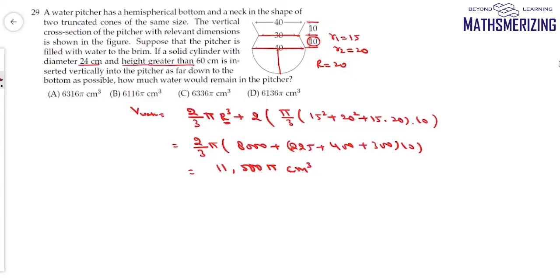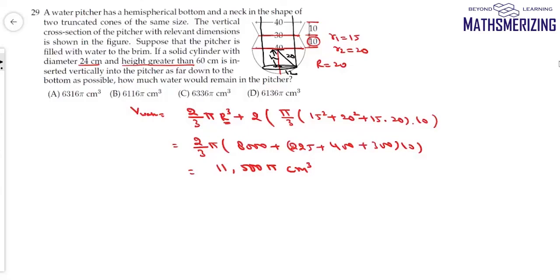Now it says, if a solid cylinder with diameter 24 centimeter and height greater than 60 is inserted vertically into the pitcher as far down to the bottom as possible, how much water would remain in the pitcher? So now we have this cylinder which is in this pitcher. Now we know that this radius, this is 20. Radius of this cylinder is 12. So we can find the small h.